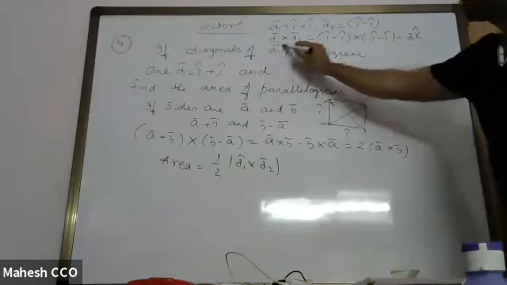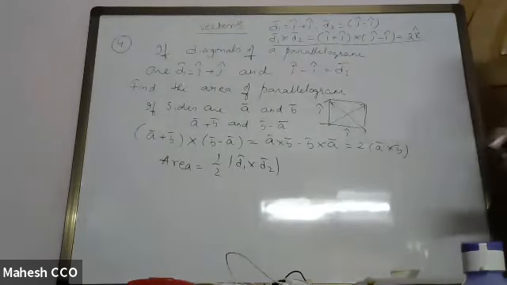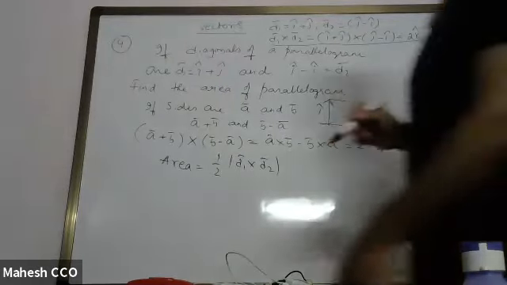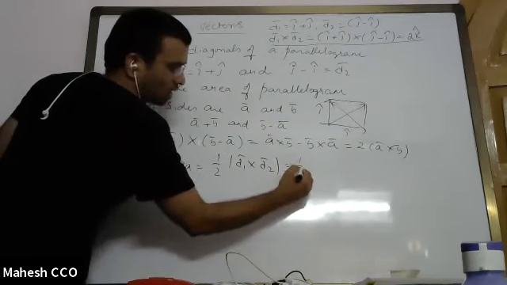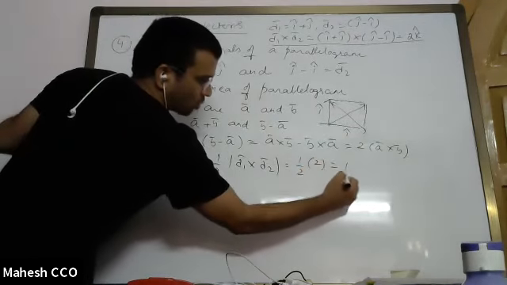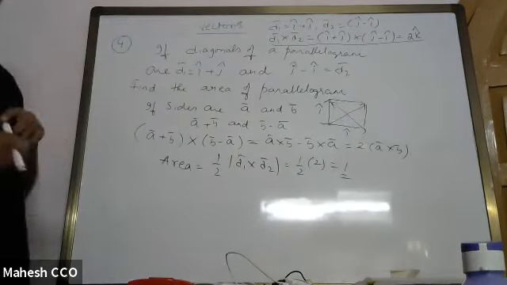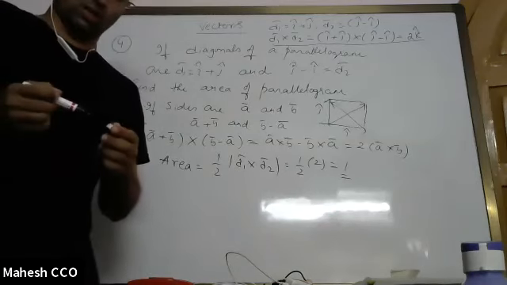So the cross product of d1 bar and d2 bar we got as 2k cap. So in fact its magnitude will be 2. So here we will get half into 2, which is equal to 1. Yes, we got the correct answer. We know the answer already.